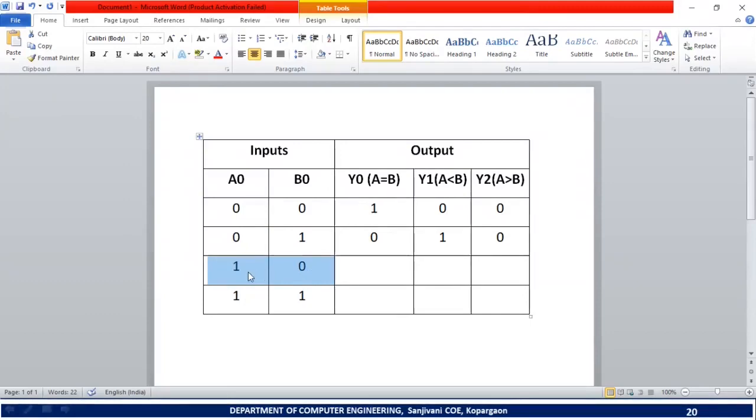For the next row, what is the value of A? 1. What is the value of B? 0. So in this case, which is greater? Yes, A is greater than B. So A is greater, so that's why Y2 should be 1 and the remaining two outputs should be 0 0.